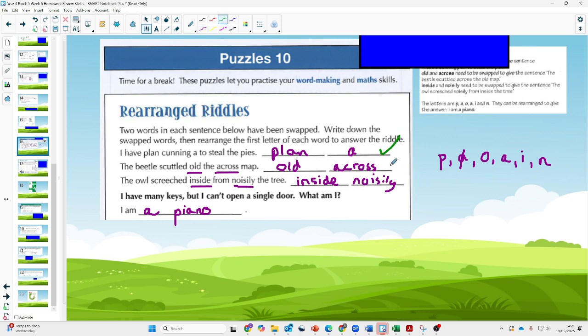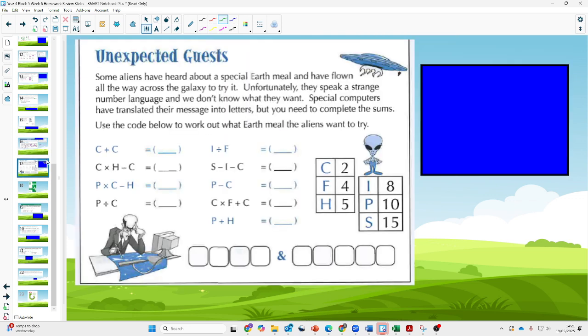Quite like the swap the words over. They're quite good fun. And hopefully you worked out it was a piano. Let's move on to the next part of the riddle, and this is called Unexpected Guests. Now, some aliens have heard about a special Earth meal and have flown all the way across the galaxy to try it. Unfortunately, they speak a strange number language, and we don't know what they want. Special computers have translated their message into letters, but you need to complete the sums. Use the code below to work out what Earth meal the aliens want to try.